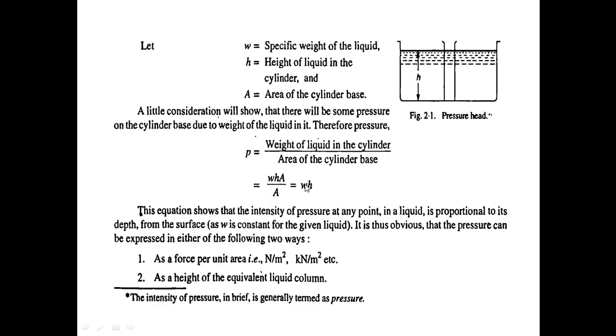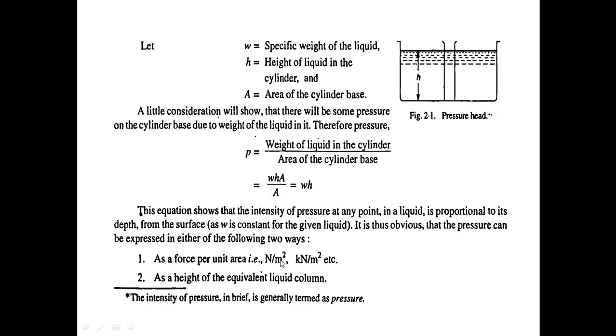The equation P is equal to omega H shows that pressure intensity is directly proportional to the liquid depth. As the liquid depth increases, the pressure intensity increases, and vice versa. For a given liquid, this means that if the omega is constant, the units are also expressed in the following two ways: as Newton per square meter or kilonewton per square meter, which is equal to Pascal, and kilopascal.